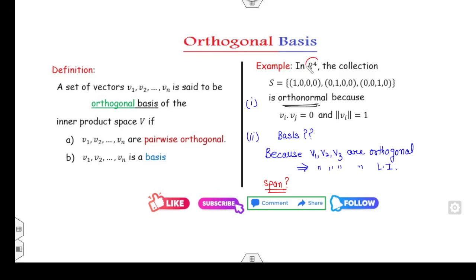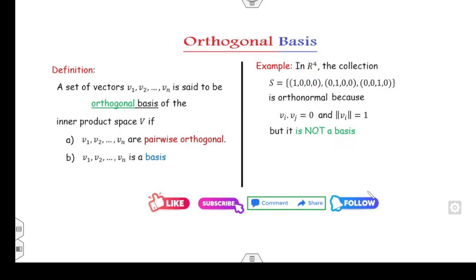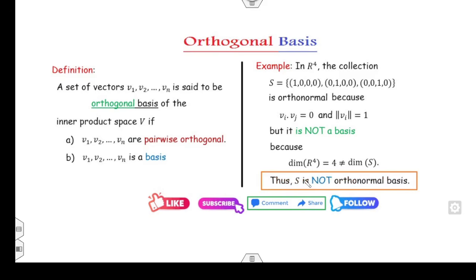Now clearly say, what is the dimension of R4? The dimension of R4 is 4. And what is the dimension of S? Because they are Li, the dimension is 3. And clearly both are not equal. Once they are not equal, that means they are not a basis. So the given set S is not an orthonormal basis.